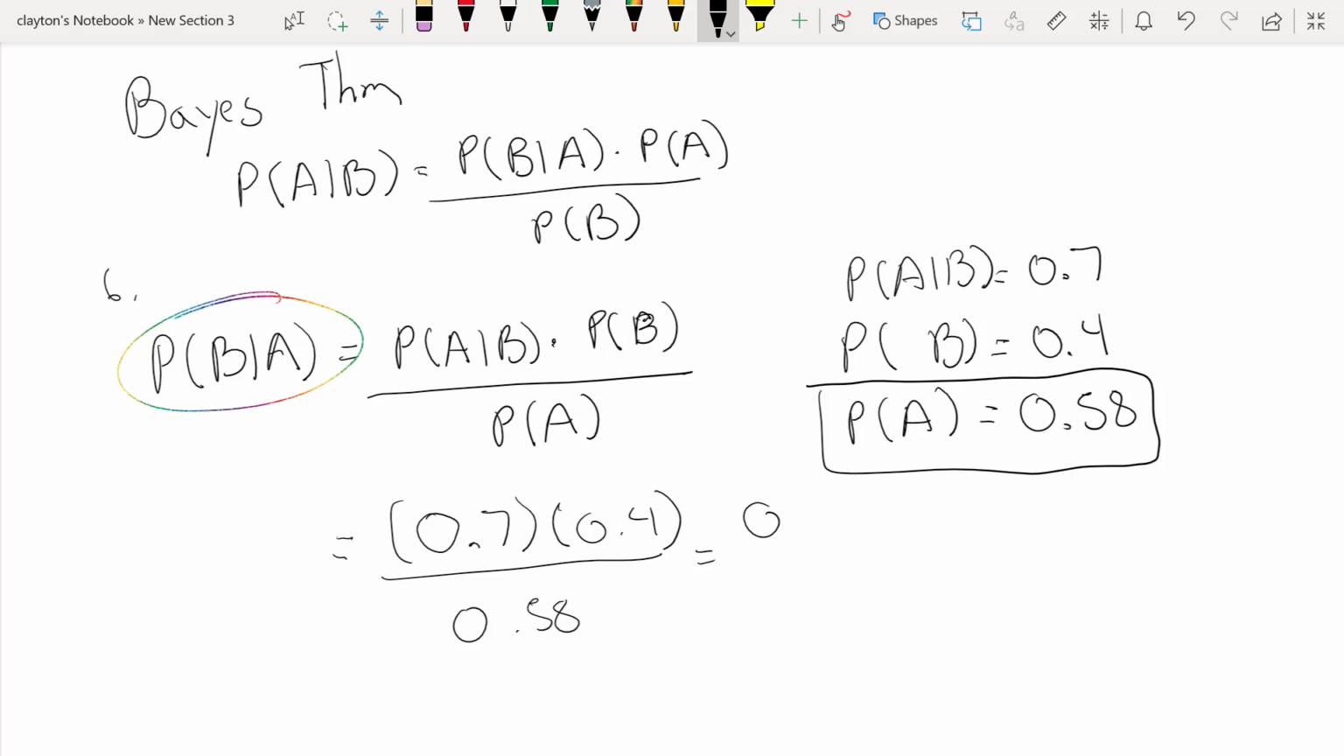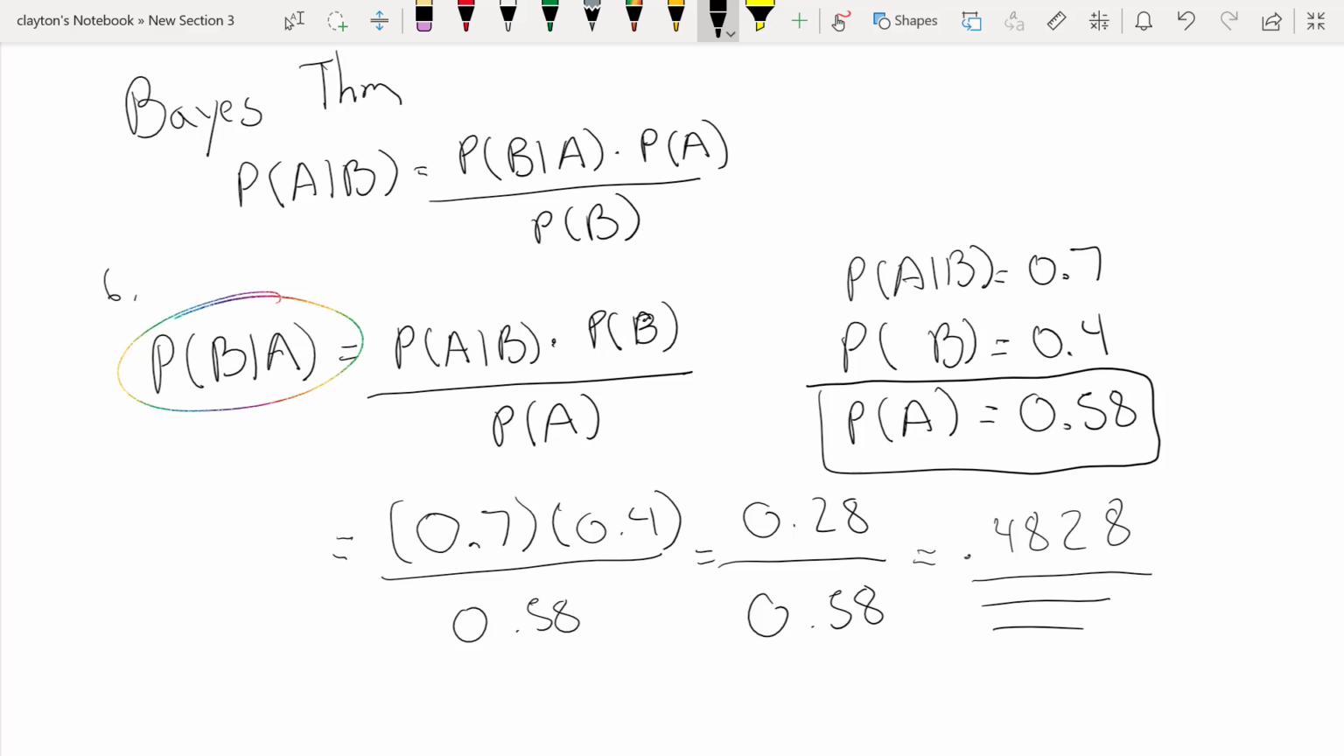This ends up being 0.28 divided by 0.58. And I'm not going to pull open the calculator app till later when we actually need the TI-84. I'll just do this on the side. We have 0.28 divided by 0.58, which should be 0.4828.